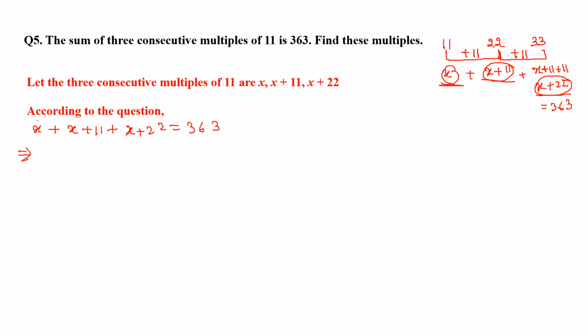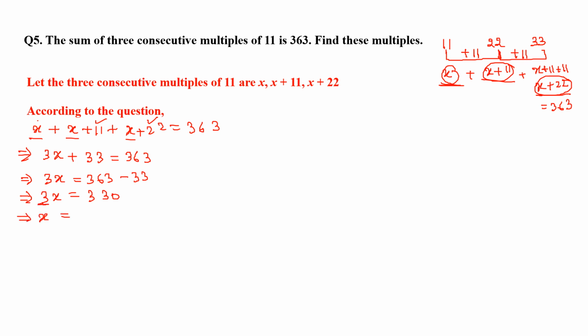Now add the like terms. So x plus x plus x will give me 3x, plus 11 plus 22 will give me 33, and that is equal to 363. Now I am going to transpose 33 to the other side. So it will become 363 minus 33. So 3x is equal to 330. Now I'm transposing this 3 to the other side, so multiplication will change to division. So 330 divided by 3, I will get 110. So this is my first multiple of 11, which is 110.